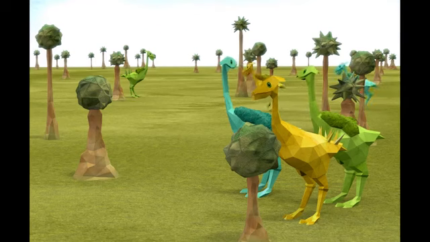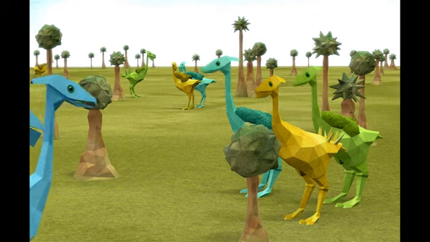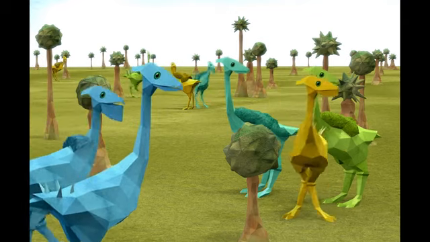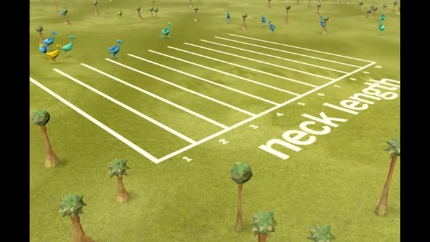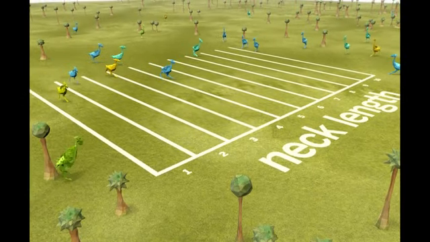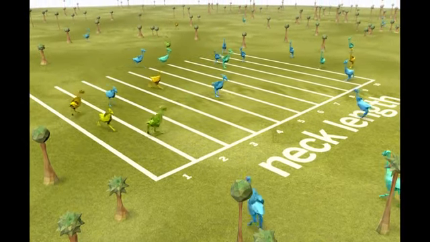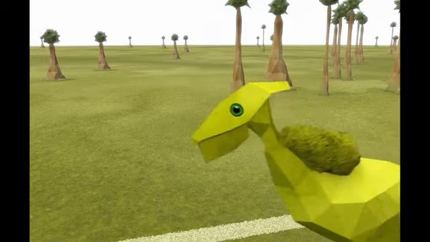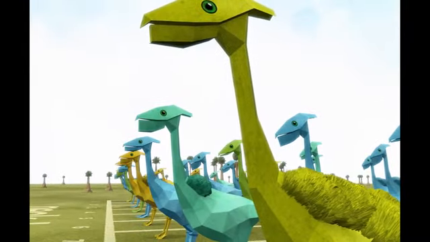If the population is broken into groups according to a single feature, such as the length of their neck, and they line up according to the trait of how long their necks are, we can see how many individuals have short necks and how many have medium, long, and very long necks.